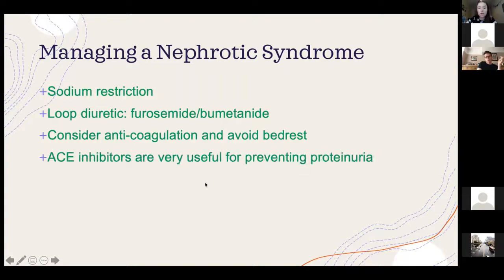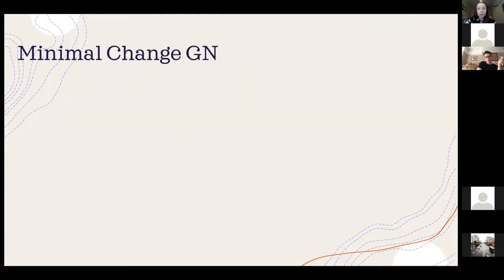ACE inhibitors, very useful for proteinuria. So if they've got massive amounts of proteinuria, make sure they're on an ACE inhibitor, as that can really help manage it. And most importantly, you treat the cause. So if it's an autoimmune disease, you want to treat the autoimmune disease. So the first glomerulonephritis I'm going to cover is minimal change.